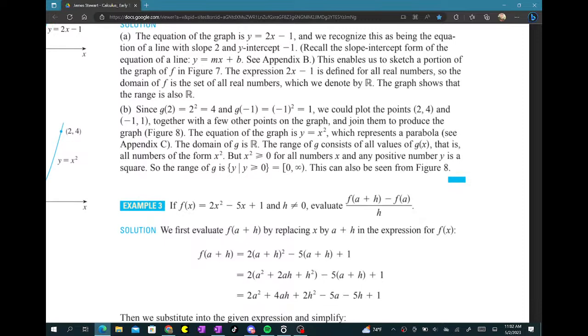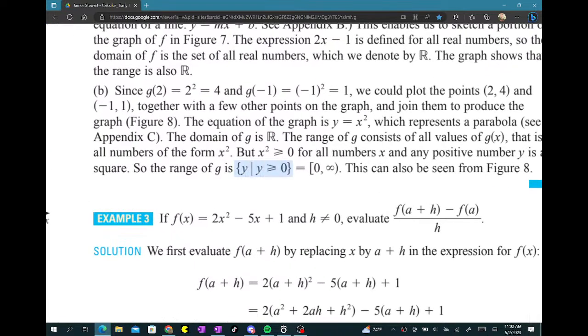So right here. And also, guys, this notation is called set builder notation. Y such that y is greater than or equal to 0. It's kind of the same as interval notation. It's just another way to say it. But yeah.